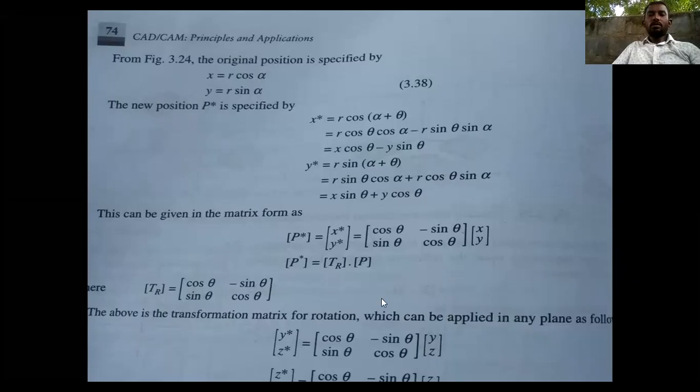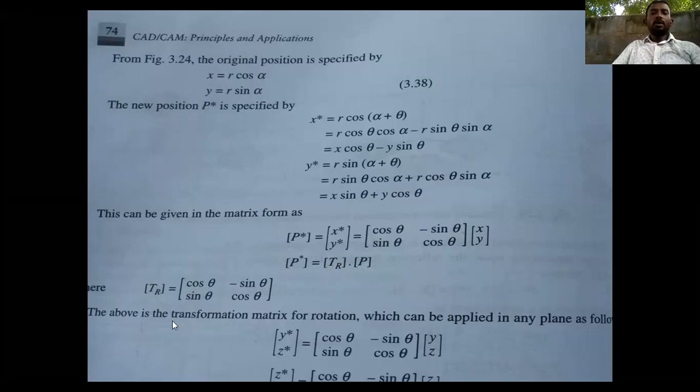So P star equals the transformation of reflection. T suffix R is nothing but the transformation of reflection, multiplied by P1, the initial position. Here the transformation T R is the matrix cos theta, minus sin theta, sin theta, cos theta. So this is totally the transformation of reflection, and we write it as T suffix R.